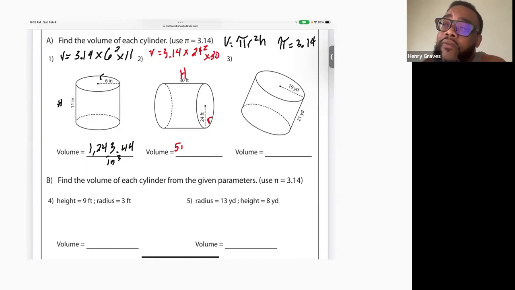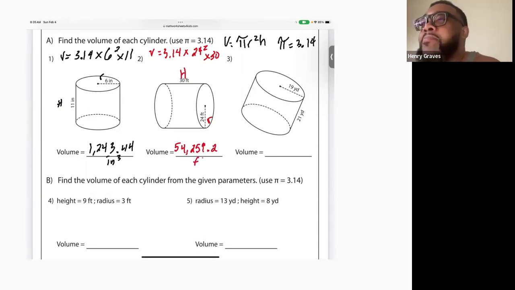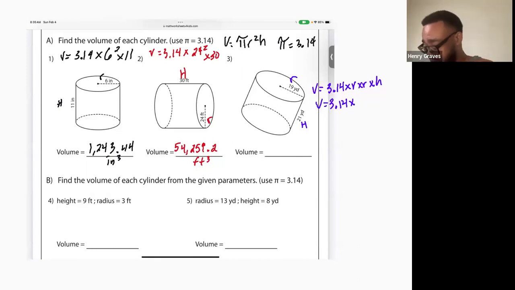54,259.2 feet cubed. Easy stuff, right? All right, now we go on to number 3. On number 3 here, I'm still going to write the formula down. This is my radius, this is my height. I know it's going to be 3.14 times radius times the radius, because that's to the second power, times the height. Volume is 3.14 times 19 times 19 times 21. So I should get my answer pretty easily, right?